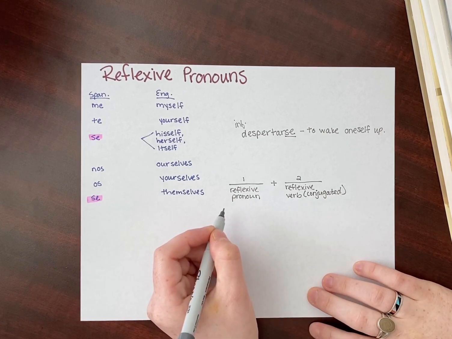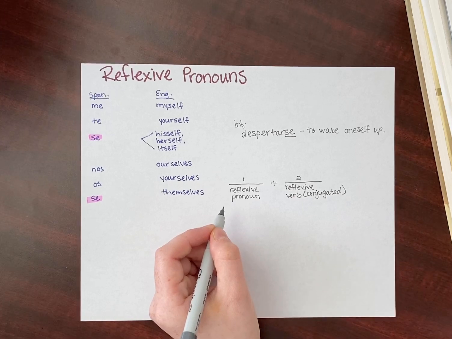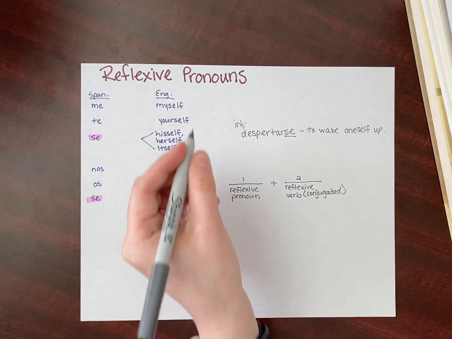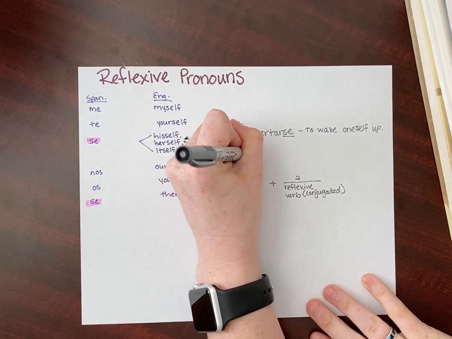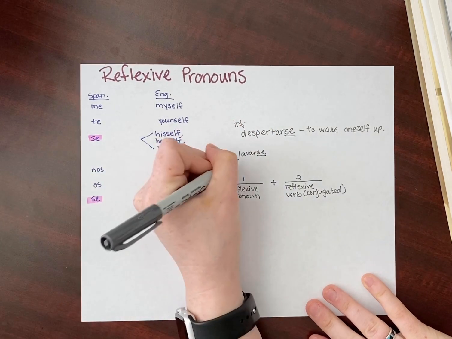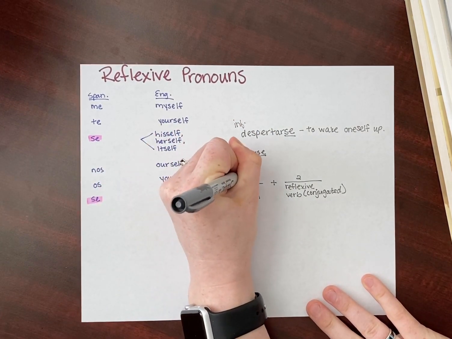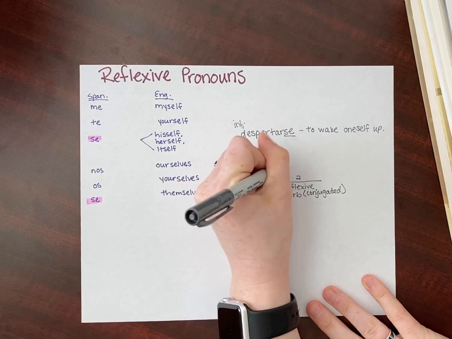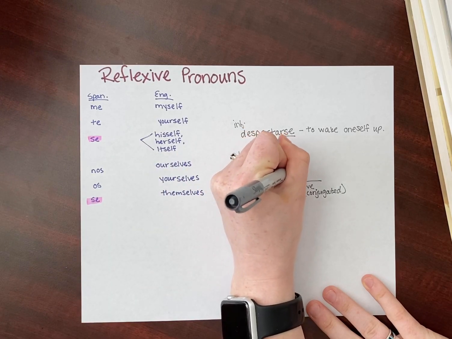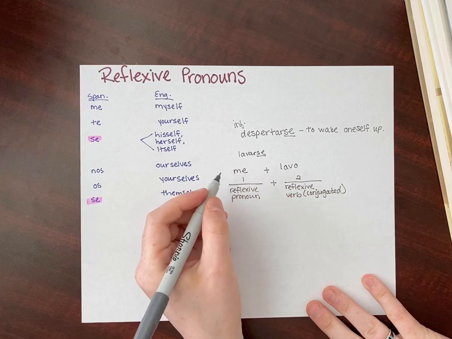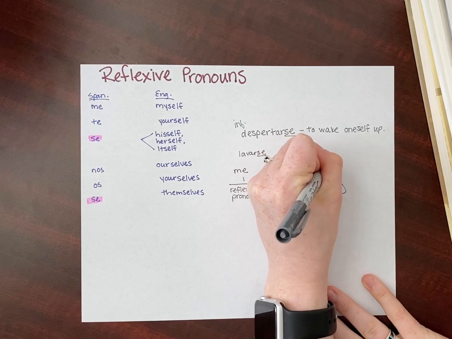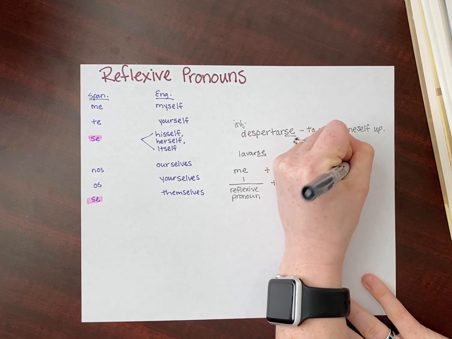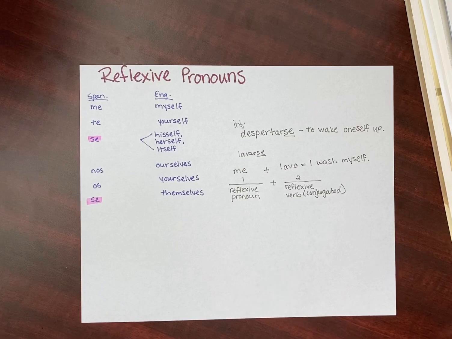And so if we want to say something, we would say lavarse. So we would say me plus lavo, conjugated, which means I wash myself. So there you go. So this is reflexive verbs and pronouns.